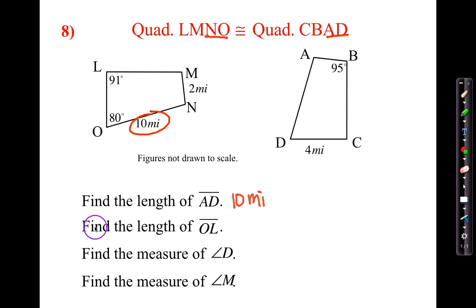Now we're going to find the length of OL. We don't know it here. However, let's see, LO corresponds to DC. Do we know the measurement of DC? We do. We know it's 4 miles. So the line segment OL must also be 4 miles.